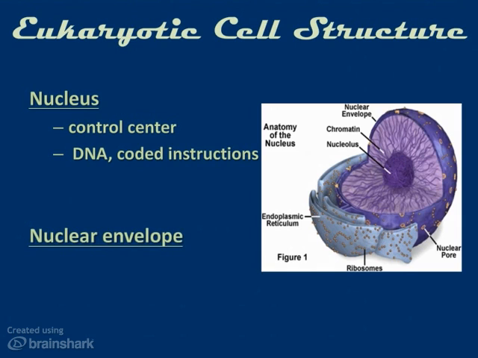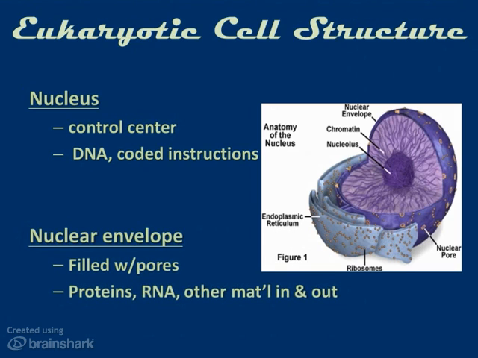The nuclear envelope, as the name implies, surrounds the nucleus. It's filled with pores, making it selectively permeable. It allows materials like proteins in and out of the nucleus, like messages and instructions moving in and out of the boss's office.